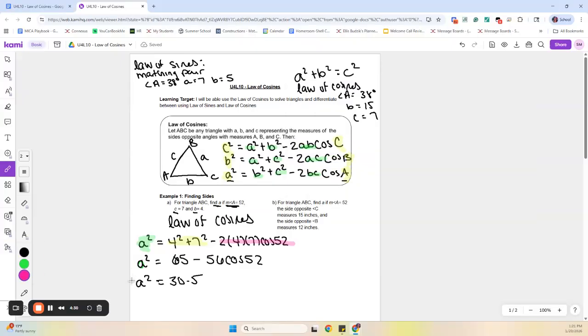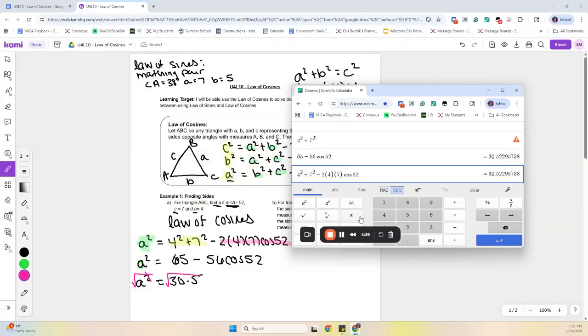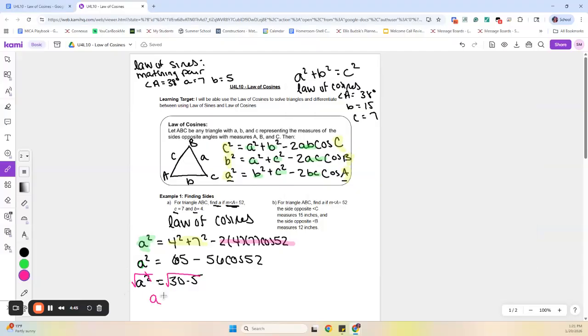So that's not my final answer. Instead, I want to get rid of that squared. So I'm going to square root. I'm going to take the square root of 30.5, which is going to be 5.5. So A equals 5.5 as our final answer. And then B is going to be the same thing.